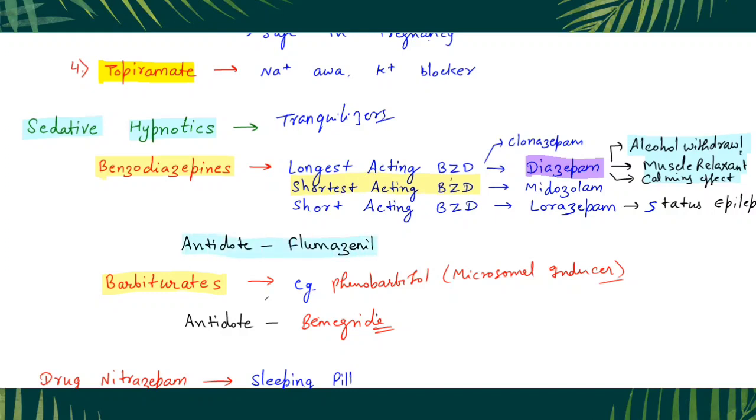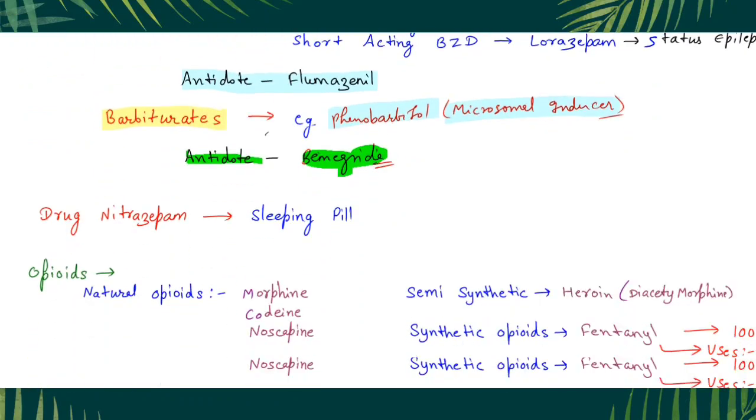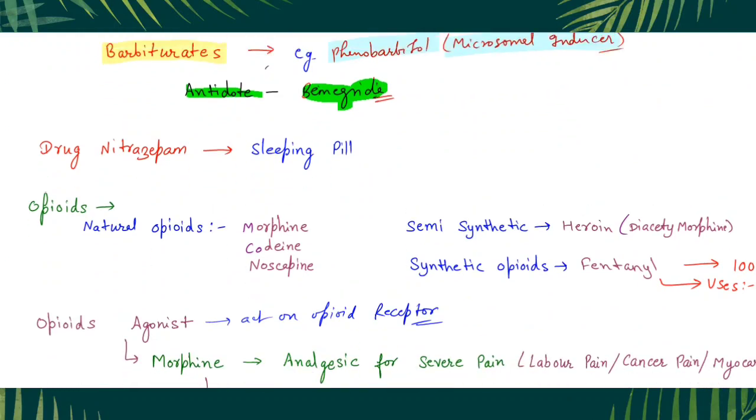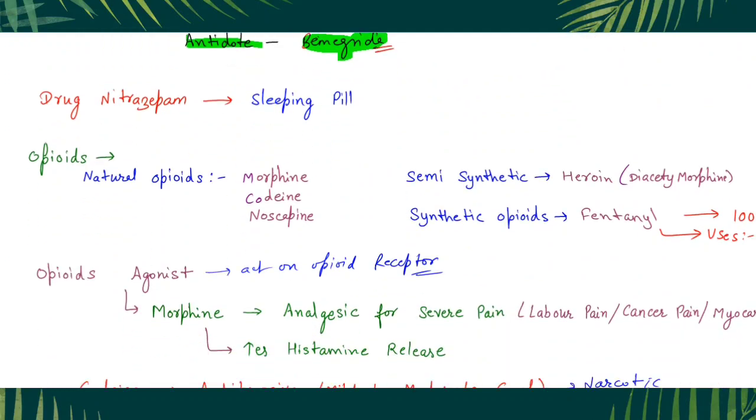Then barbiturates, another sedative hypnotic. An example is phenobarbital. Remember, phenobarbital is a microsomal inducer. And what is the antidote for the barbiturates? That is bemegride. Then next is the drug nitrazepam, which we know is a sleeping pill.